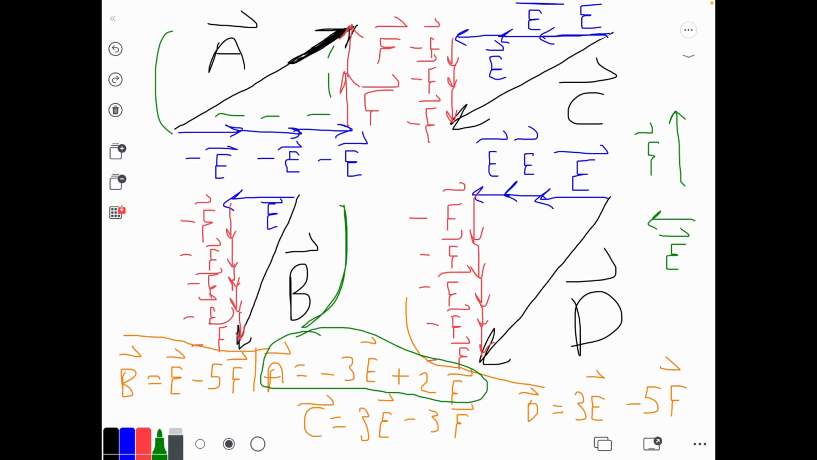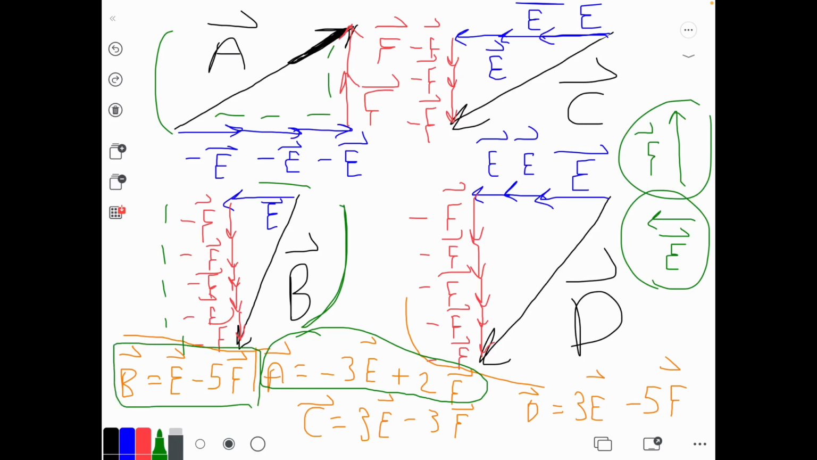Then for vector b, we're going to use the same kind of units. Since it's going one left, we're going to use vector e, so 1 vector e. And then we're going 5 down, so negative 5 vectors of f, because we're going down. We use the opposite of vector f, which is up, to describe the equation for vector b in units. It's vector e minus 5 vectors of f.